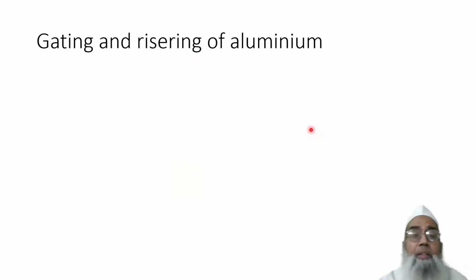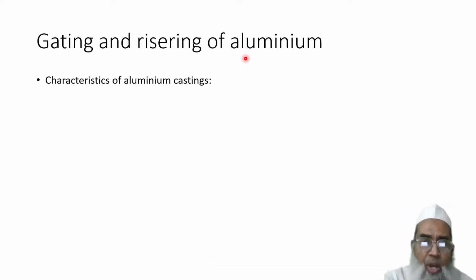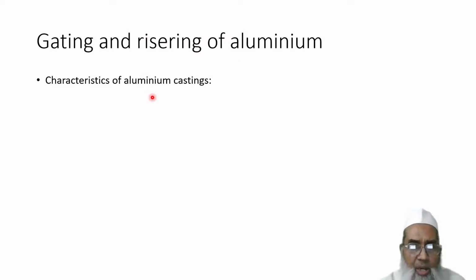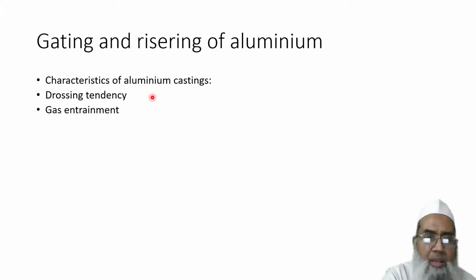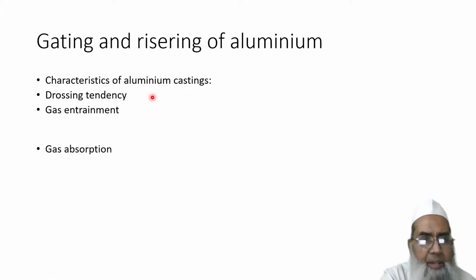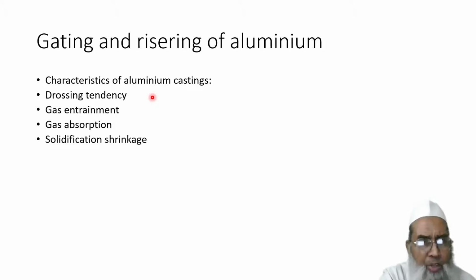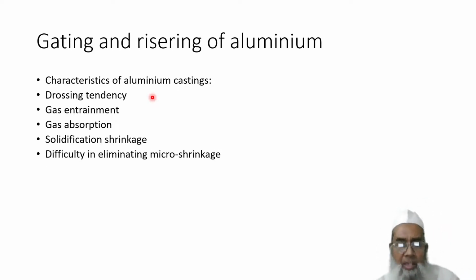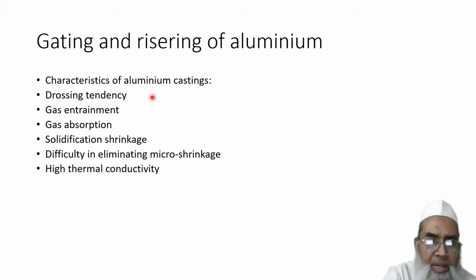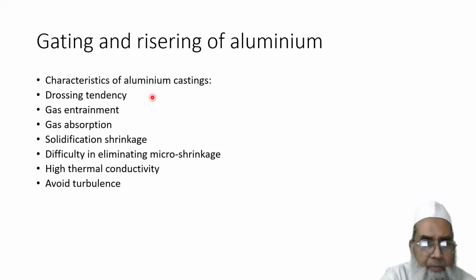Okay, and therefore, gating and risering of aluminium is a very important parameter to have a sound casting, because we know the characteristics of aluminium casting as mentioned: it has a drossing tendency, gas entrainment, gas absorption, high solidification shrinkage, and difficulty in eliminating micro shrinkage. And therefore we need to have proper high thermal conductivity, and we need to avoid turbulence.